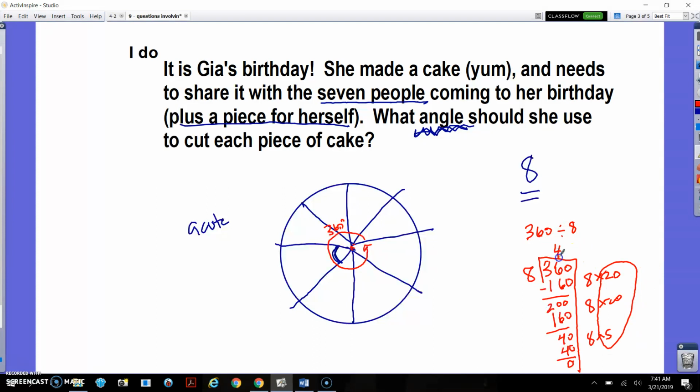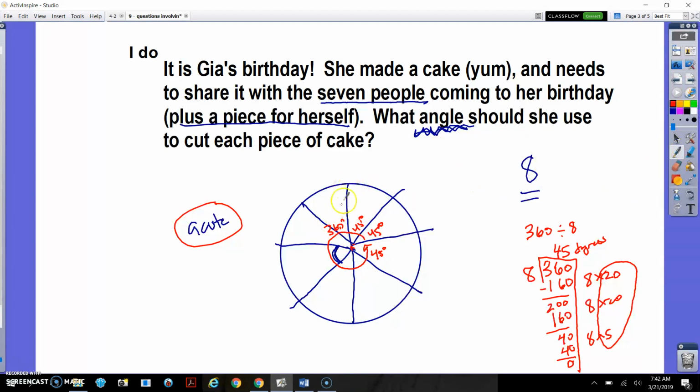360 divided by 8 is 45 degrees. So each piece of cake should be cut at a 45-degree angle, and then everybody gets the same amount. Pretty snazzy, huh? And that seems about right. If I look at that, 45 seems reasonable in my bad drawing. That's an acute angle. Seems about right.